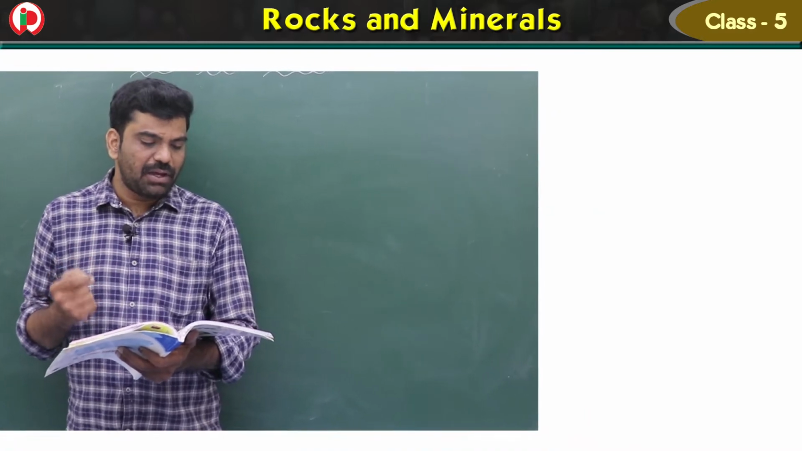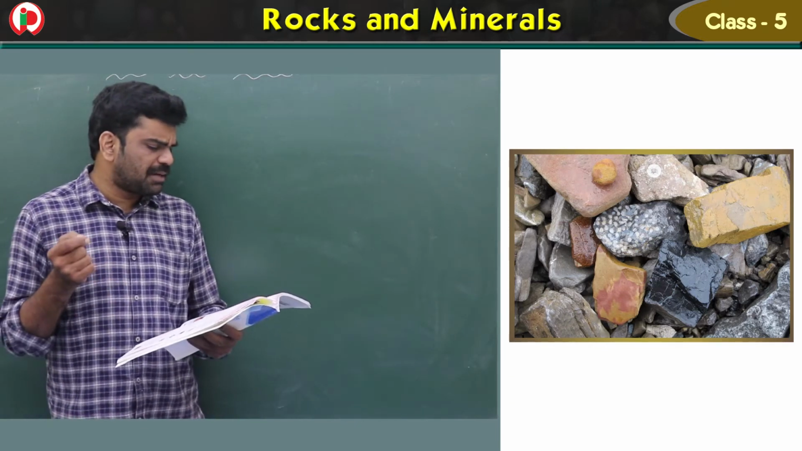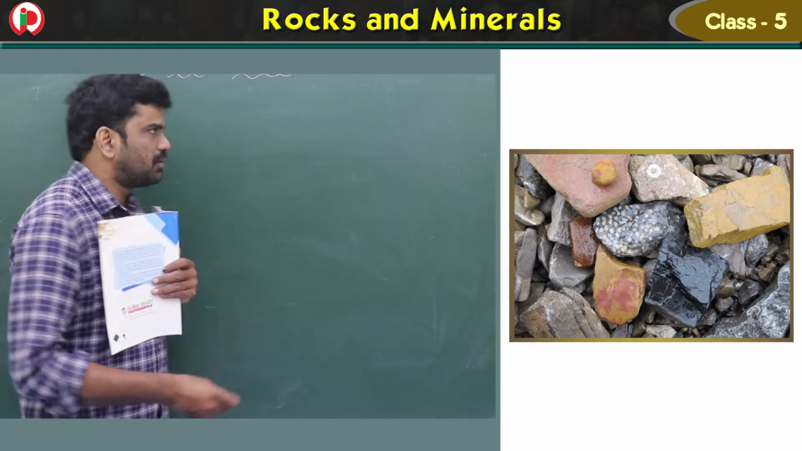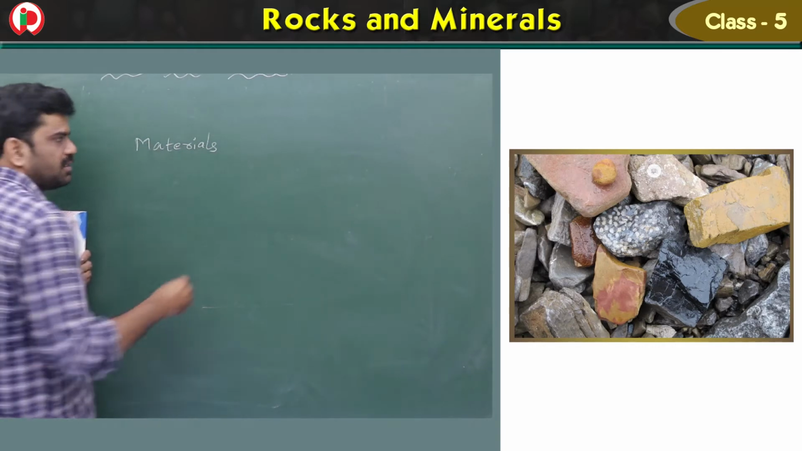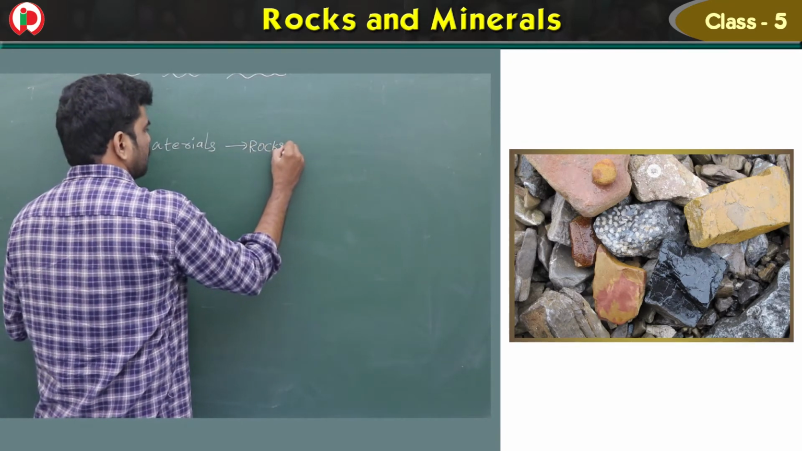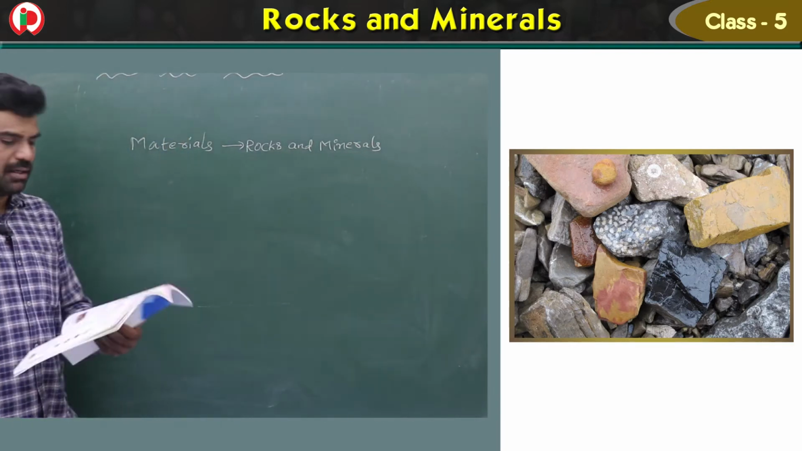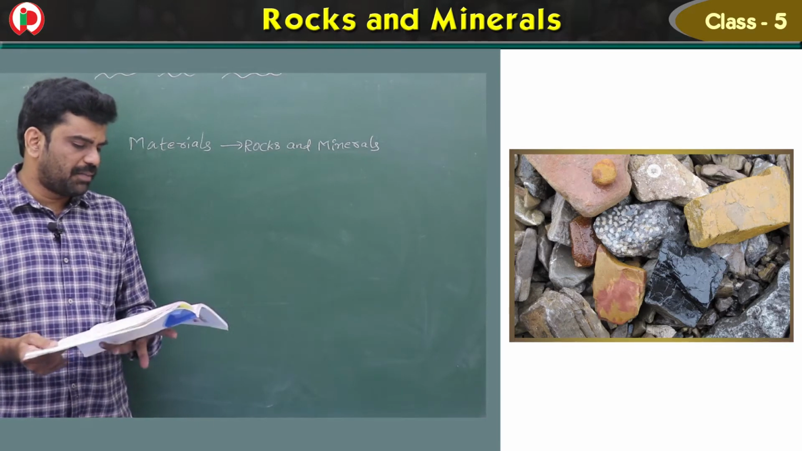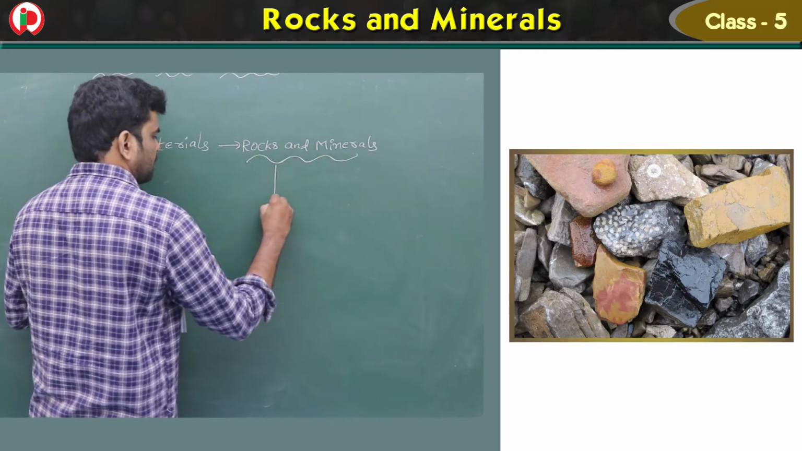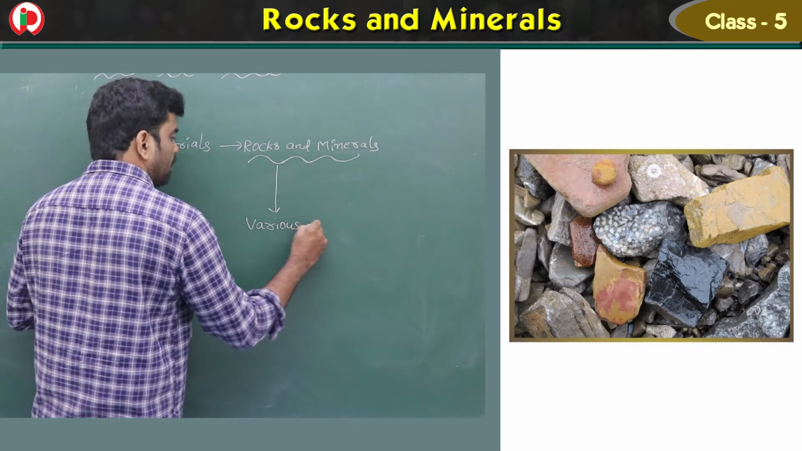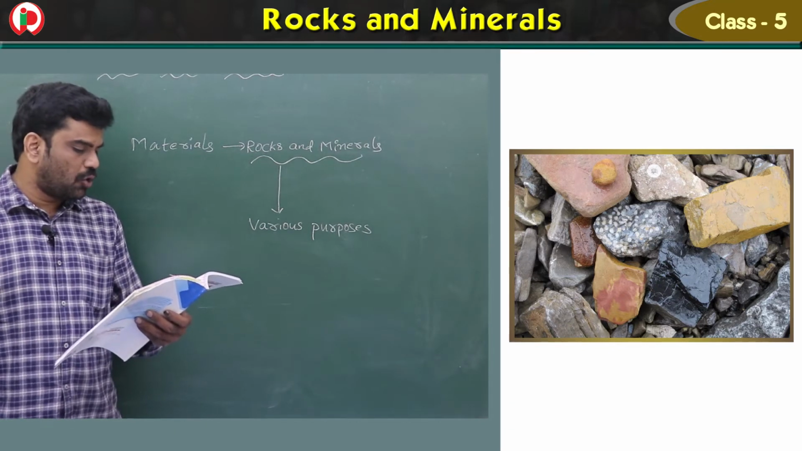Now we see different types of materials around us. Yes, we see different types of materials around us. Some materials are made up of rocks and minerals. These materials are made up of rocks and minerals, right? We use rocks and minerals for various purposes. How can we use these? Let's see. Let us read further to know about some of them.